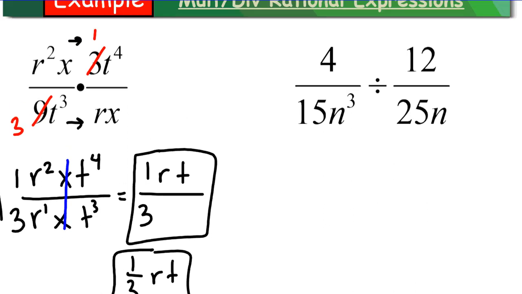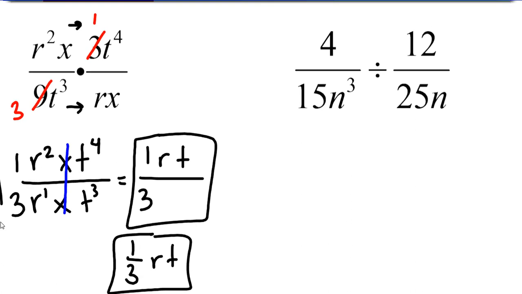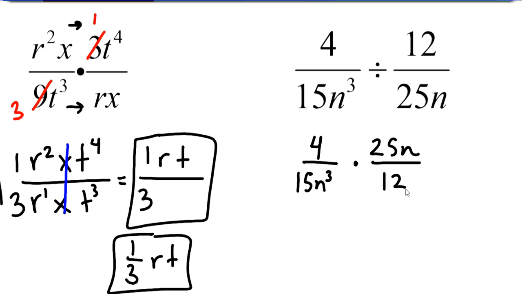Second one, I have division. How did we do division with fractions? We multiply by the reciprocal. So if I have divide by 12 over 25n, I'm going to rewrite it as 4 over 15n cubed times 25n over 12. Maybe simplify your numbers first so they don't become so large. 4 and 12 will simplify to be 1 and 3. 25 and 15, they're both divisible by 5, so I'll make 3 and 5, and then I multiply straight across.